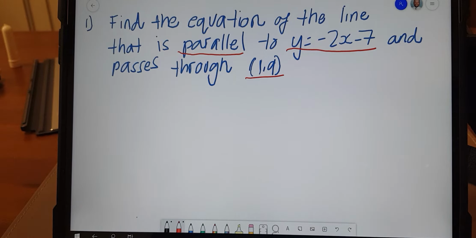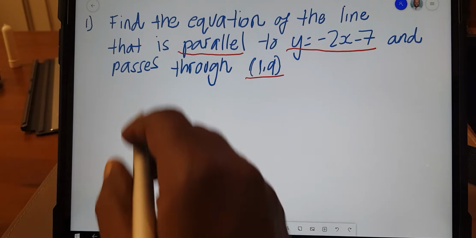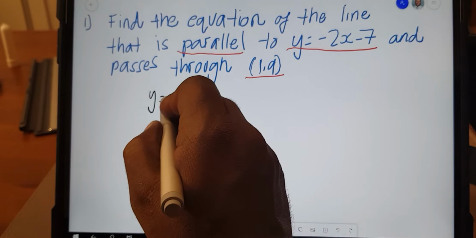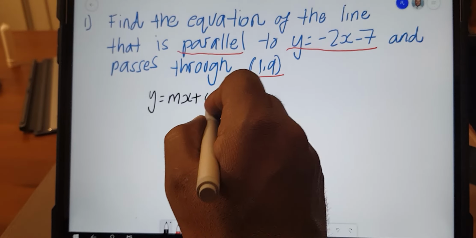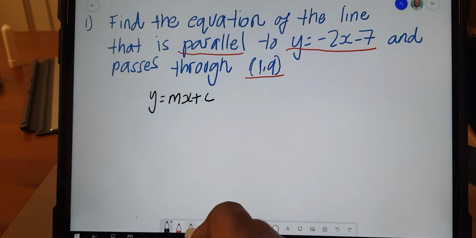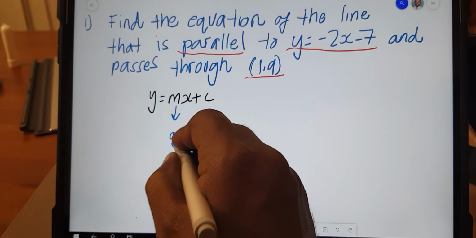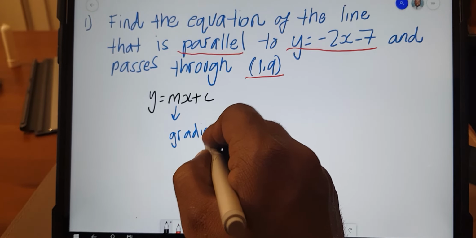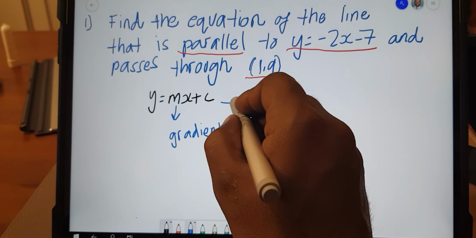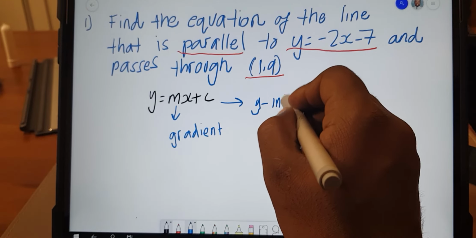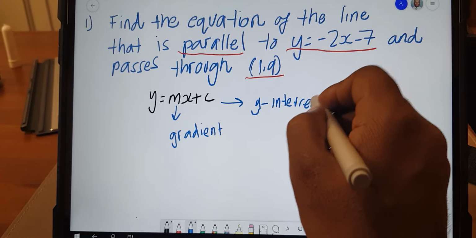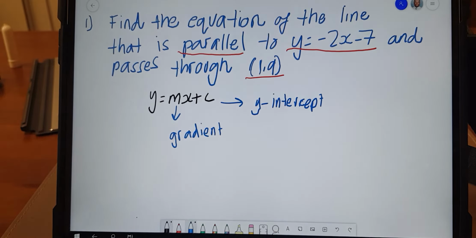If you remember, the first thing we need to do is ask ourselves: is this equation written in the form y = mx + c? A bit of background: what is the equation of a straight line? The equation of a straight line is y = mx + c. What is my m? My m is my gradient. And what's my c? My c is my y-intercept, the point where the line cuts the y-axis.